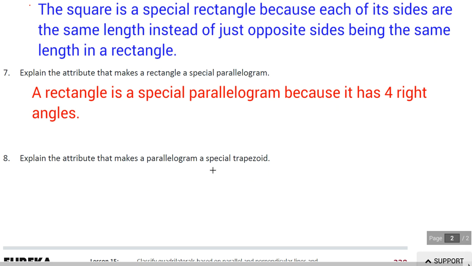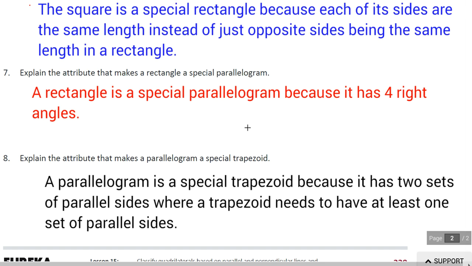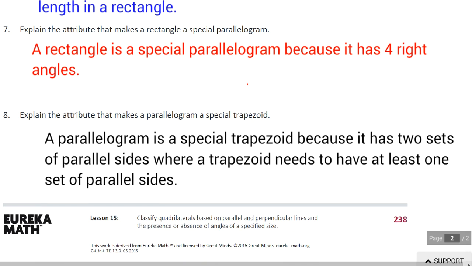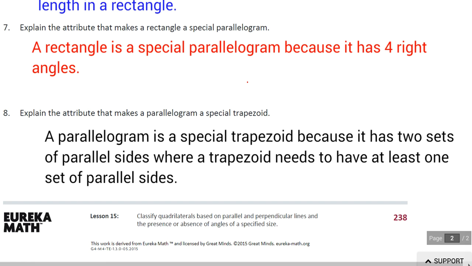A parallelogram, a special trapezoid. Hit pause, hit play when you're ready. Alrighty, how did you do? Well, I think you did probably just fine. A parallelogram is a special trapezoid because it has two sets of parallel sides, where trapezoids need to have at least one set of parallel sides.